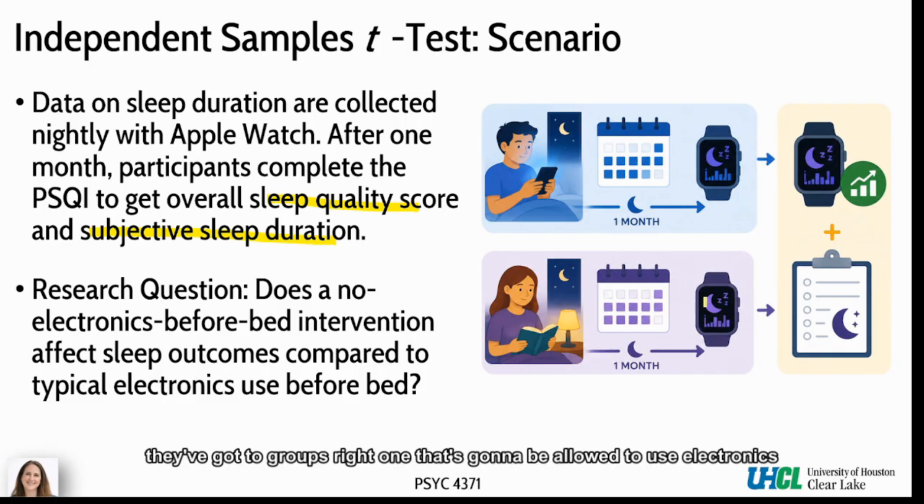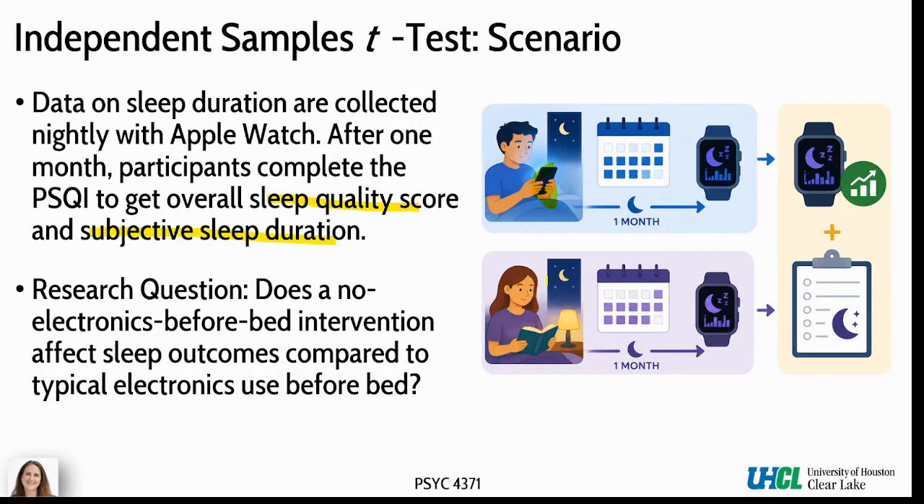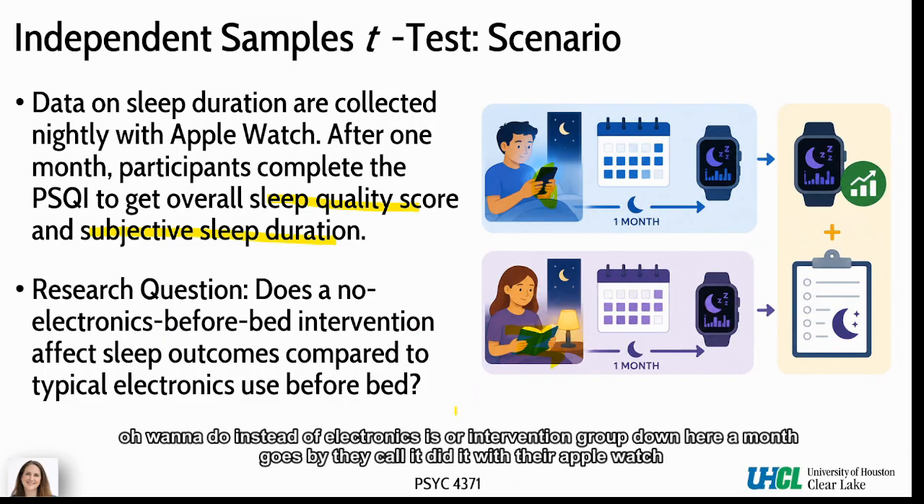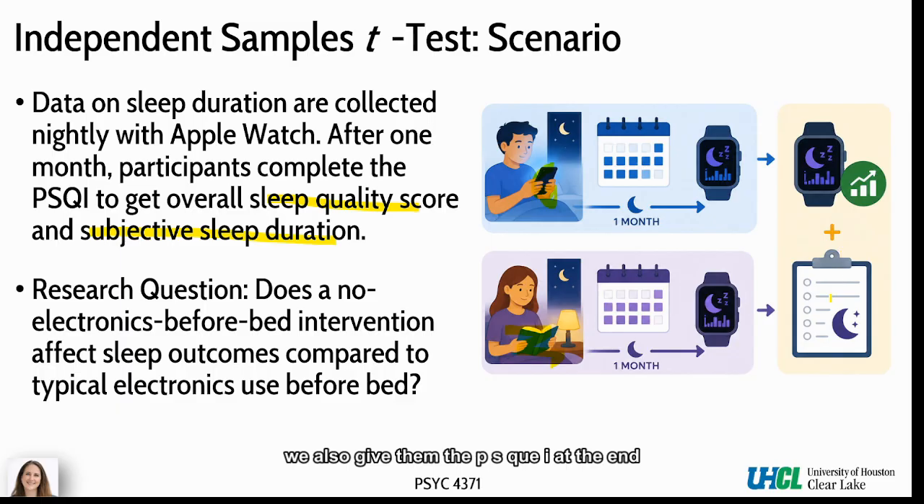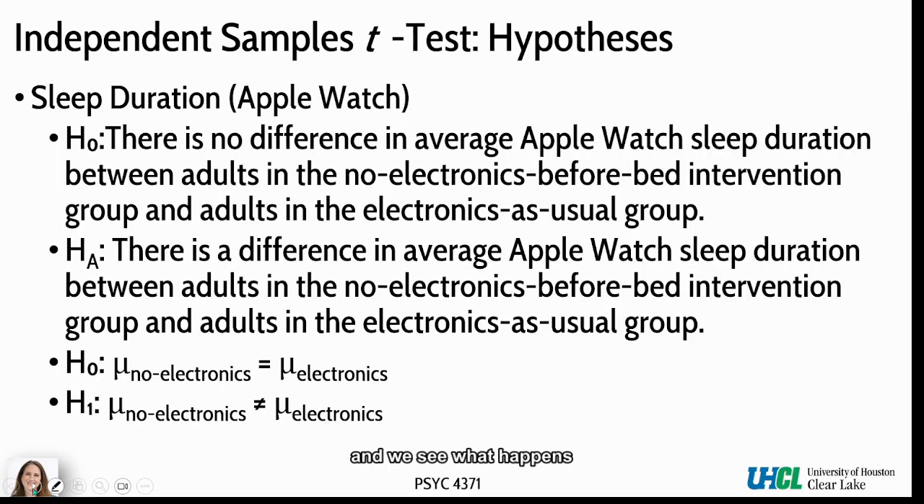So we've got 2 groups, right? One that's going to be allowed to use electronics, one that does whatever they want to do instead of electronics. This is our intervention group down here. A month goes by, they collect data with their Apple Watch. We also give them the PSYC at the end, and we see what happens.